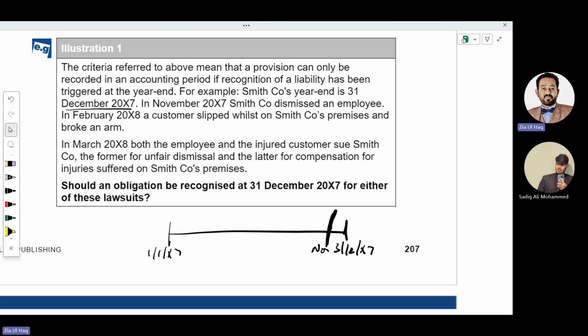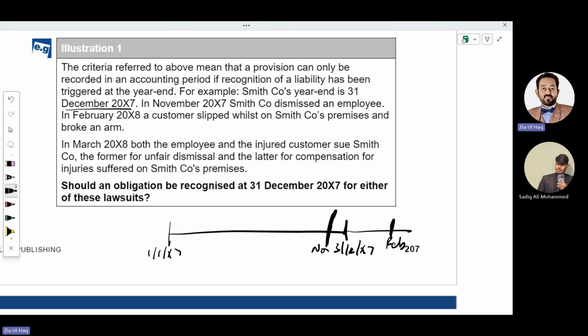In February 20x8, after year end, a customer slipped while on Smith Company premises and broke an arm. There was a wet floor and a customer came into our business and slipped and broke his arm. And if the floor was wet due to company problem, obviously, the company needs to put a yellow sign there, an indication that the floor is wet, so that everybody should be careful.